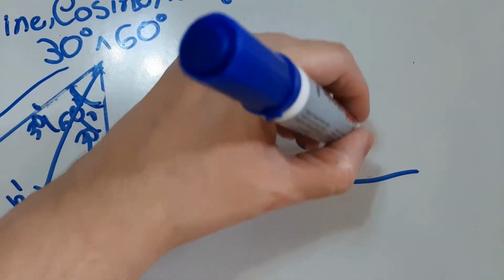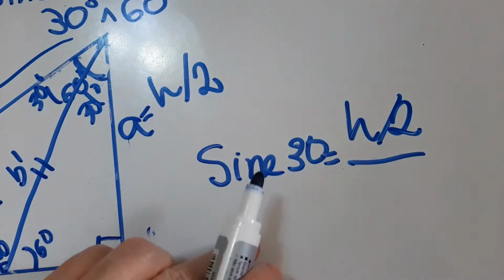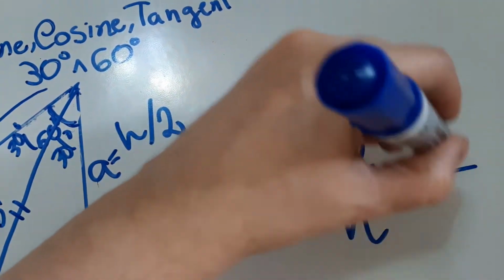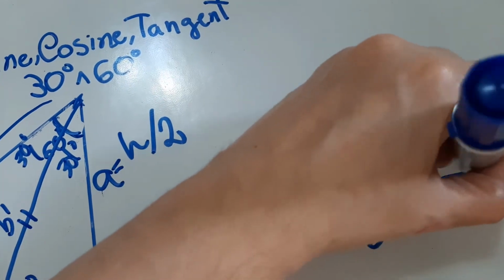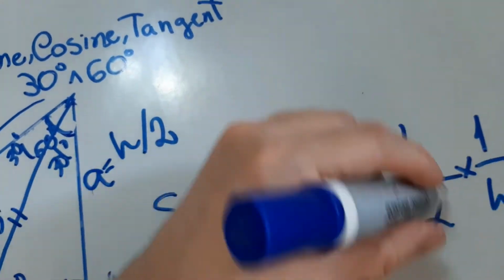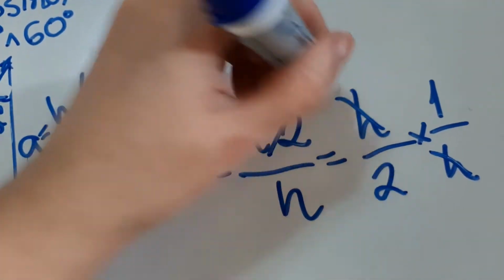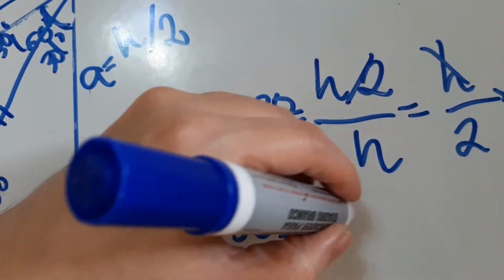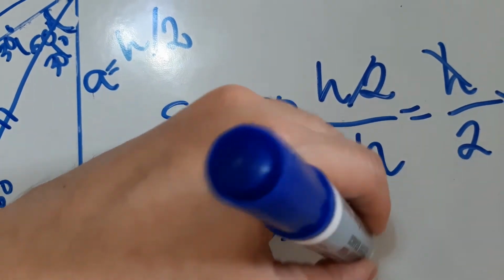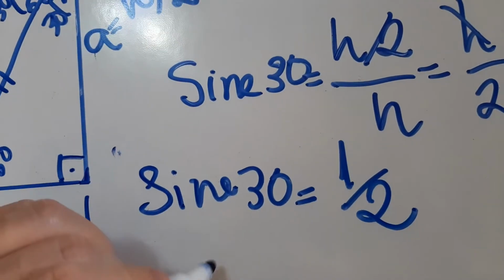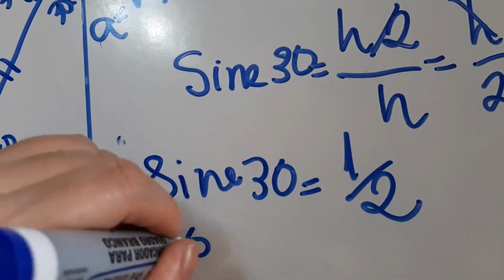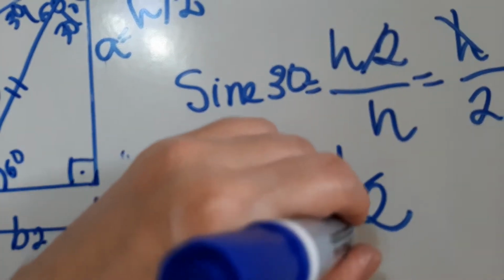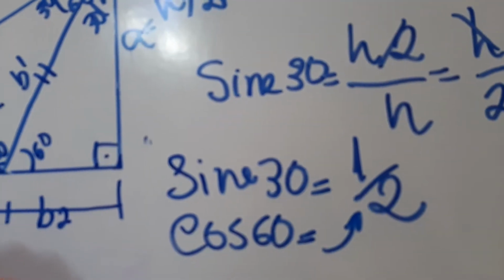The opposite side is half of the hypotenuse, and the hypotenuse is the hypotenuse, and you're gonna have this. You could move this, and sine of 30 is half, and cosine of 60 is the same value as the sine of 30.